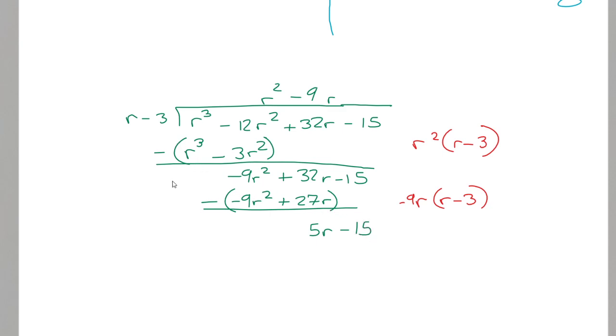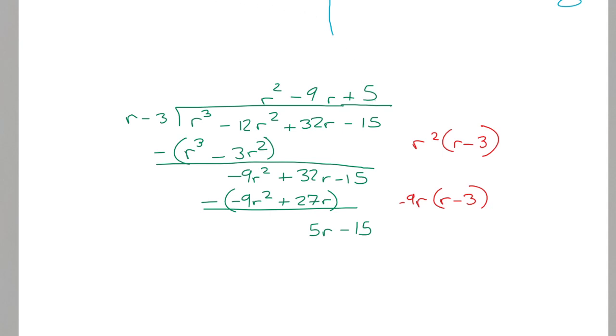And now we're down to, what do we have to multiply r minus 3 by to get 5r minus 15? So what do I need to multiply r by to get to 5r? Well, I don't need to multiply by a variable. My degrees are the same, so what do I need to multiply the integer by? So 1 times what gives me 5? It's going to be positive 5.